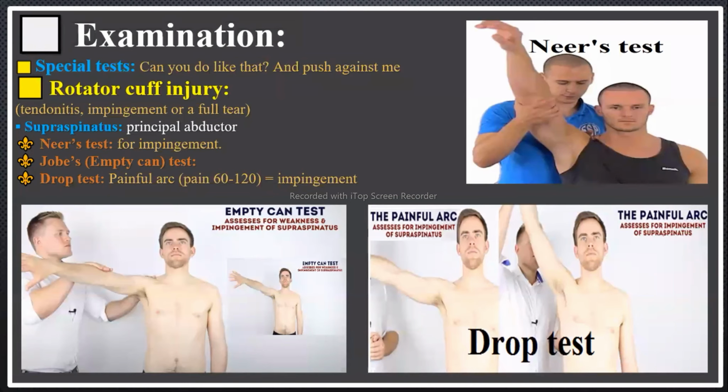Weakness. It means a tear, right? Which muscle? Supraspinatus. I think it's clear now, right?